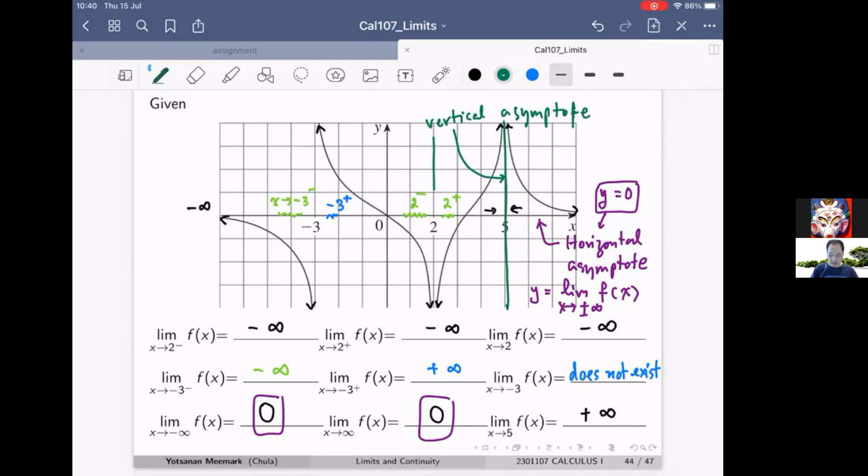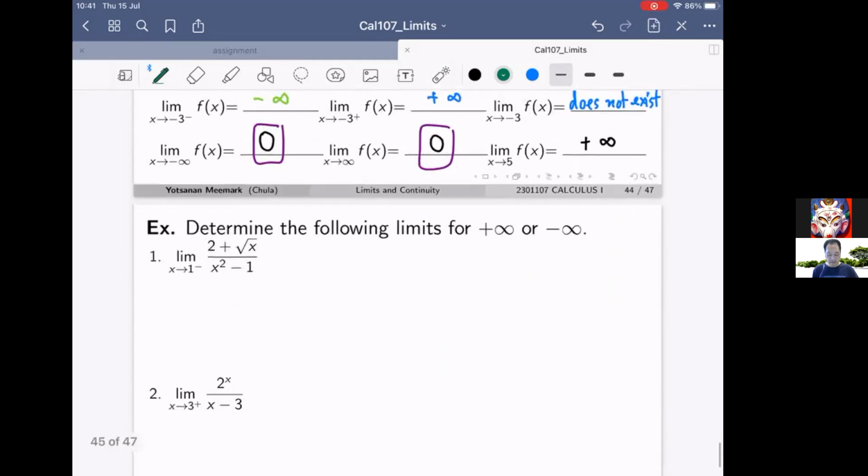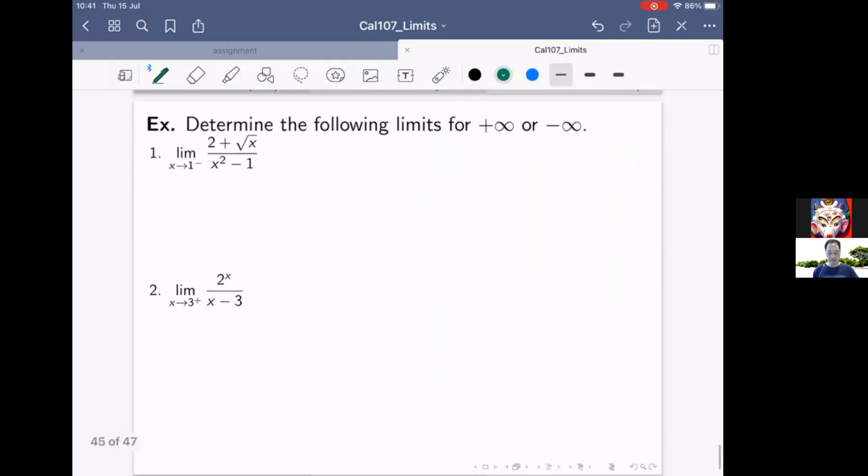This one as well, you see. So you have 2, and this one as well. So you have 3 vertical asymptotes, which are x equals -3, x equals 2, and x equals 5. So you have 3 vertical asymptotes here. Now let's try to determine the following limits, whether it goes to positive infinity or negative infinity.